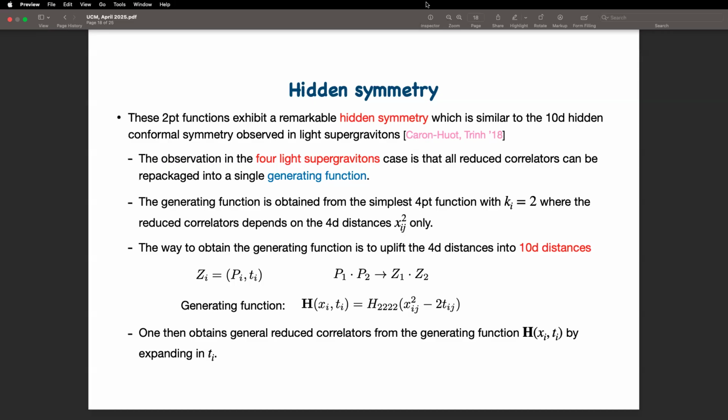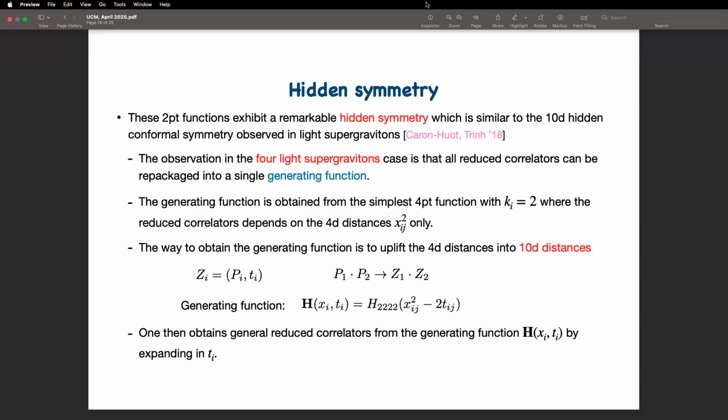Okay. Now, as I already mentioned many slides ago, a special feature of this 2222 4-point function is that it's a function of the 4-dimensional distances x_ij squared only. And their prescription for promoting the simplest 4-point function into a generating function is to uplift these 4-dimensional distances into 10-dimensional distances.